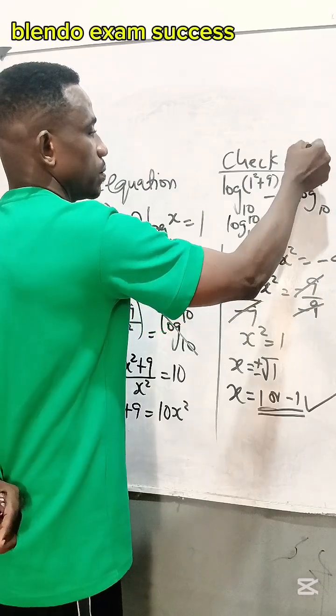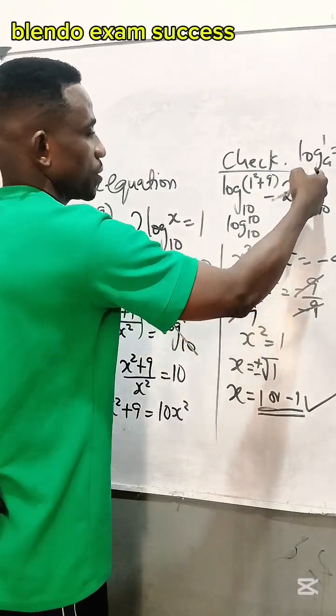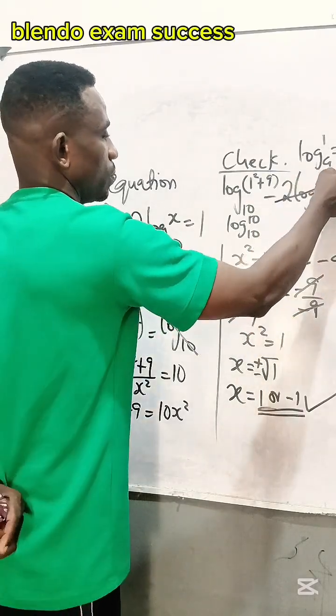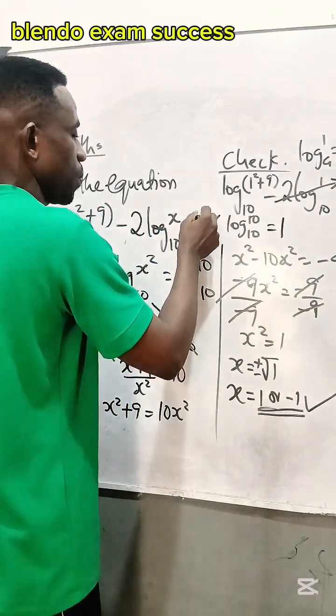And log 1, remember log 1 is equal to 0. So 2 times 0 is 0. So everything here will roll out to be 0. So log 10 base 10 is equal to 1, which is correct. 1 is the answer here.